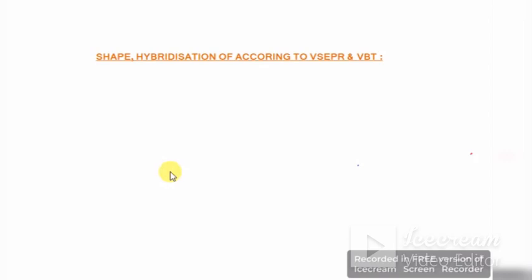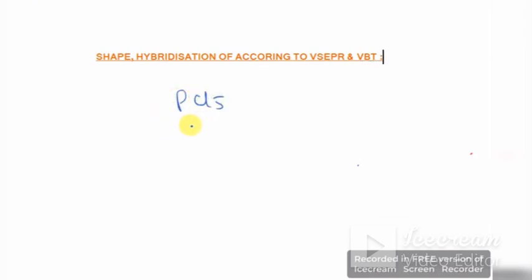Today we'll see a very important concept, which is equally important for class 11 as well as class 12 students. It is related to shape, how to draw the shape of a compound, and hybridization in the easiest way. Just some of the things you have to remember first, and after that you have to utilize them. Any compound is given, just like PCl5.